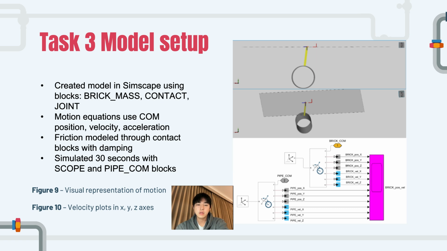In Simulink, I used the pipe COM and scope blocks to observe how the pipe moved in the x, y, and z directions over time. The simulation was run over 30 seconds to see how the pipe settled under the effects of sliding friction.